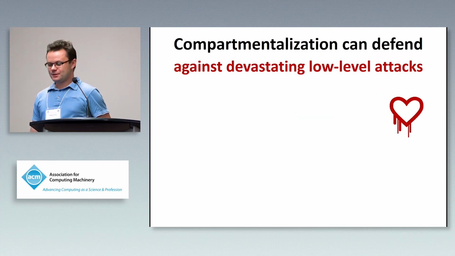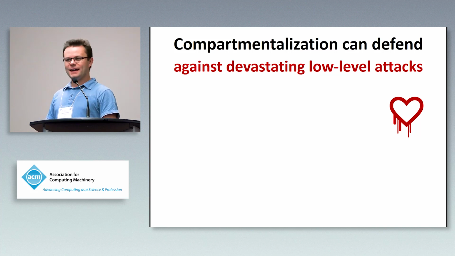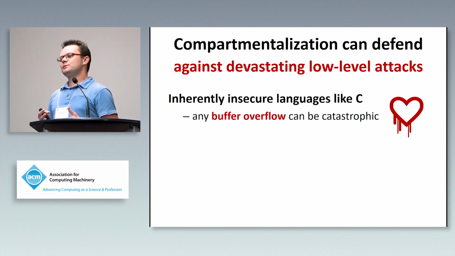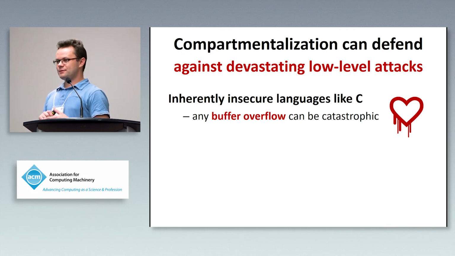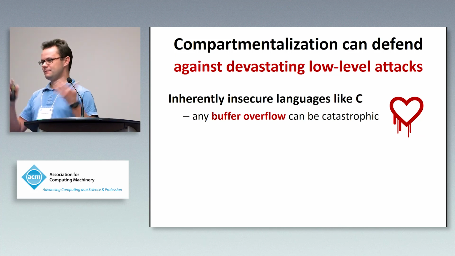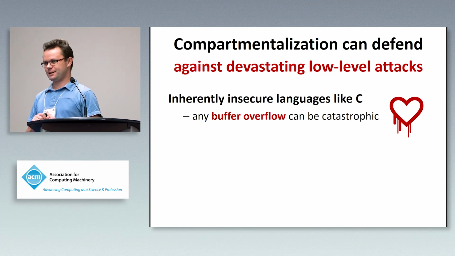So we are talking about compartmentalization, and the main use of compartmentalization today is to defend against devastating low-level attacks like buffer overflows. In a way, the root of this cause is insecure languages like C, where something like a buffer overflow can have catastrophic consequences on the security of the whole application. So this is a simple programmer error, but the consequences are very big.